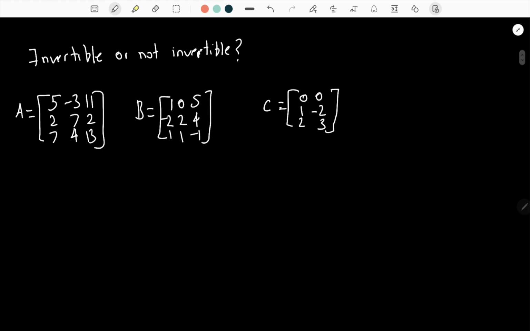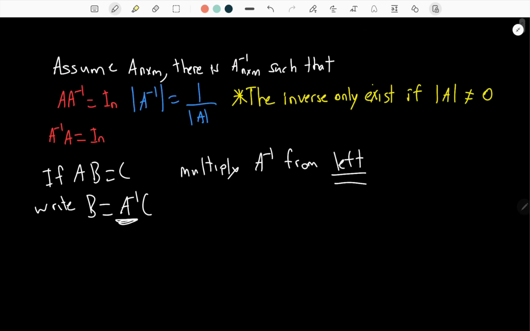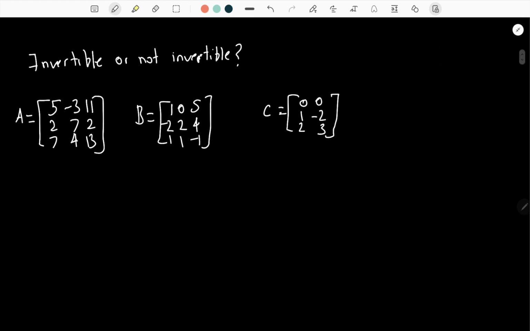So now using that previous rule, that the inverse only exists if the determinant is not equal to 0, try to solve this example. So the first one, and if you don't know how to find a determinant, I made a video recently, so you can go and check that out. For the first example, the determinant is equal to 0. So this means this is not invertible.